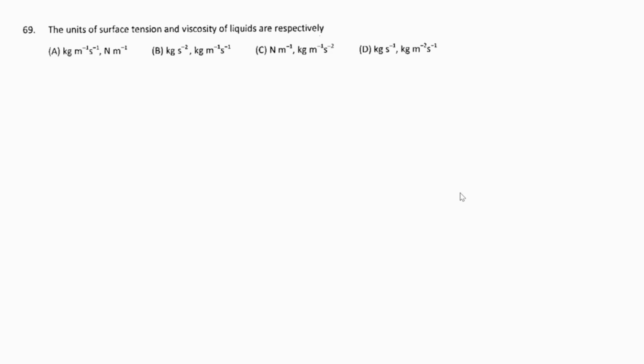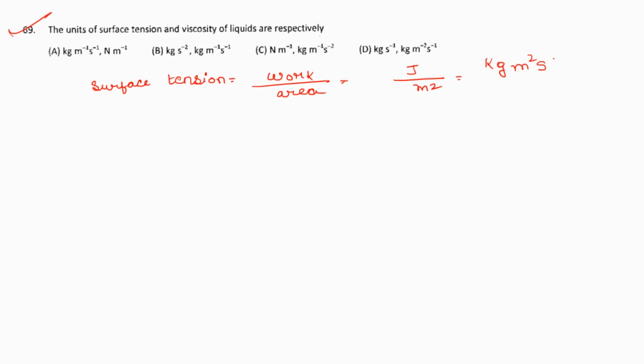Now in this question, it is again an easy one. If you know the formula, you can solve it, and the units are already known to you. Surface tension is the work done divided by area. Work done unit is joules, area is meter square. So I'm just converting joules into SI units, that is kg m square s minus 2 by m square. So that gives me kg s minus 2 as the unit for surface tension.